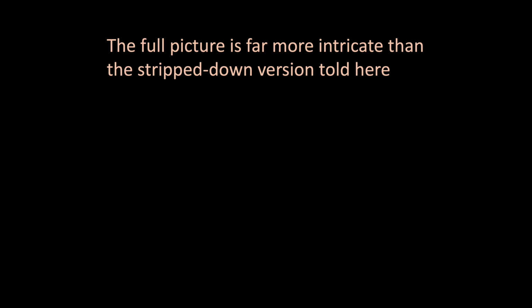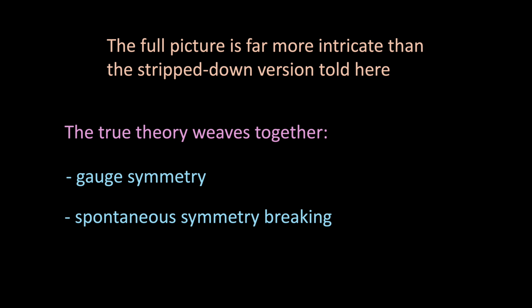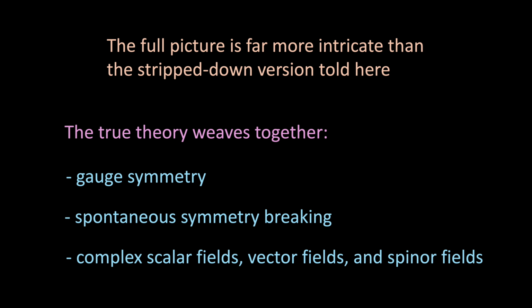It's also important to stress that the full picture is far more intricate than the stripped down version told here. The true theory weaves together gauge symmetry, spontaneous symmetry breaking, and the mathematics of complex scalar fields, vector fields and spinor fields. And the Higgs mechanism is not responsible for giving mass to all particles. Photons remain massless, while composite particles such as protons and neutrons gain most of their mass from the binding energy of quarks and gluons in quantum chromodynamics.